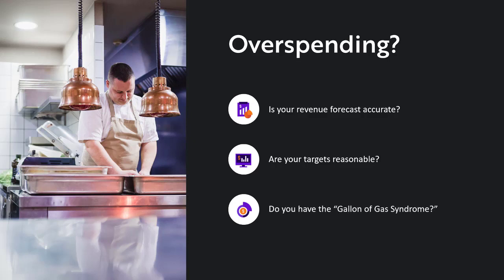Lastly, do you have the gallon of gas syndrome? You forecasted your revenue properly and you're ordering the correct amount of product, but you're still overspending. The gallon of gas syndrome simply means you can only go so far with what you have. Remember, product prices are volatile, especially on produce, dairy, meat, and seafood. They change weekly.